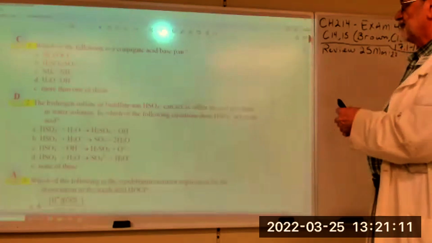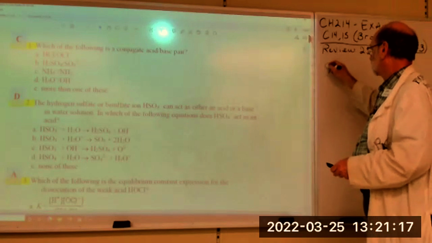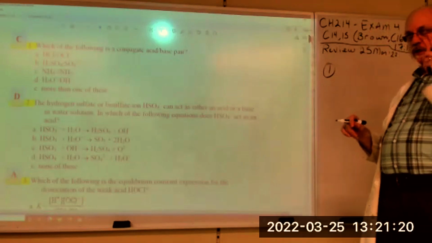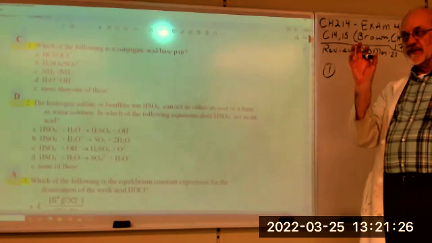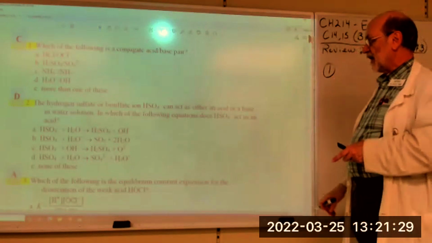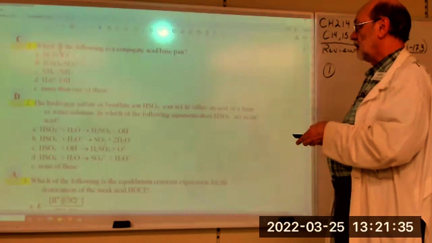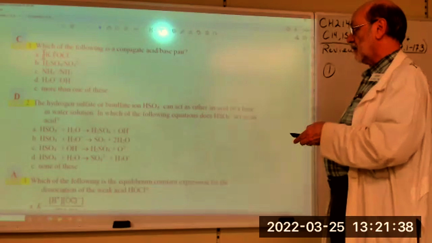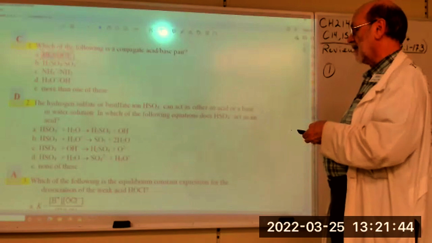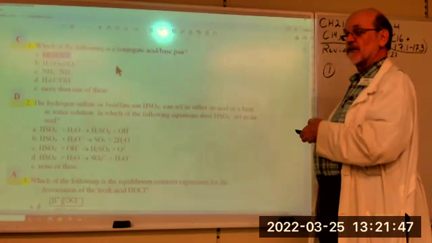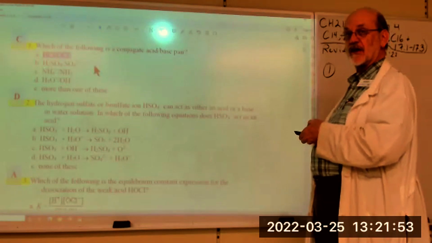Okay, start with the easy ones first. Which of the following is a conjugate acid-base pair? Remember the conditions for an acid-base pair: one proton at a time, and the core part of the molecule has to be the same for both of them. So that being said, the first one doesn't have the same core molecule, right? You take a hydrogen away from HCl, you should get Cl minus, not OCl minus.